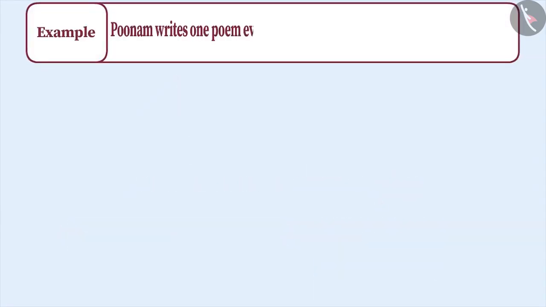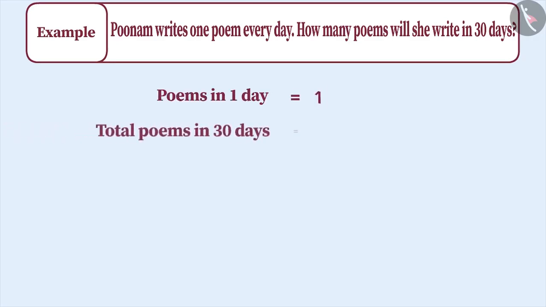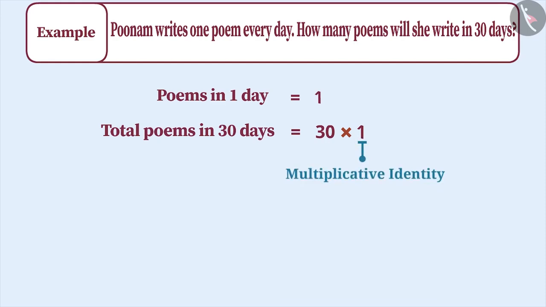Next example. Poonam writes one poem every day. How many poems will she write in 30 days? Poonam writes one poem every day. Therefore, in 30 days, she will write 30 times one poem. 1 is the multiplicative identity.